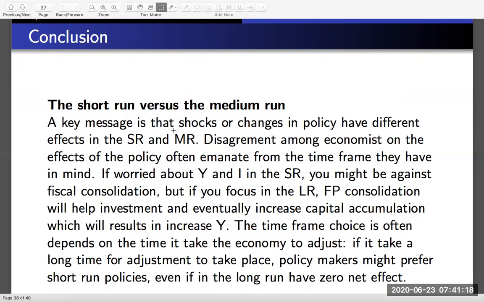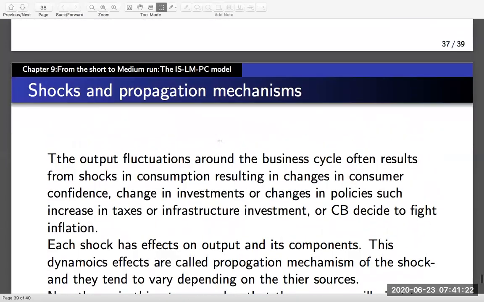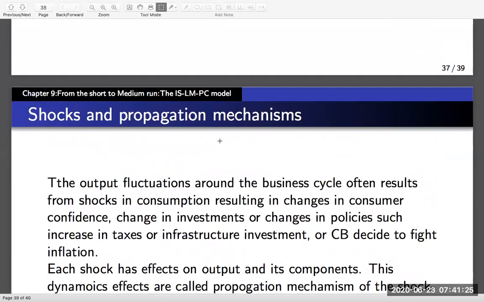So know that. I'm not going to discuss this. And then the shock and propagation as well. I think this is just a summary of what we have been talking about. So neither am I going to discuss this, but I will encourage you to read it.